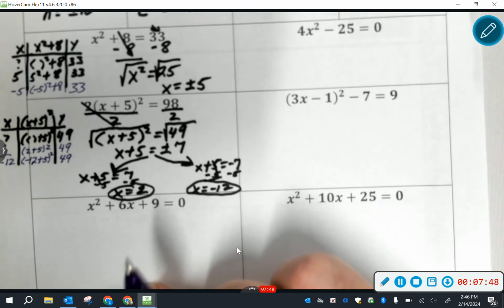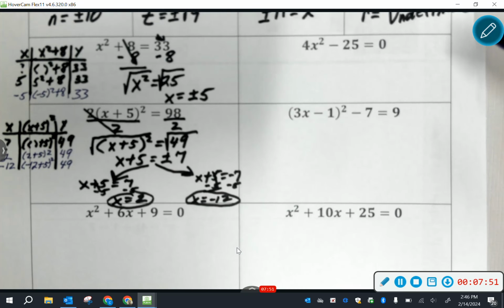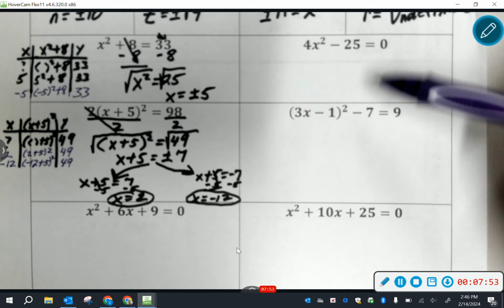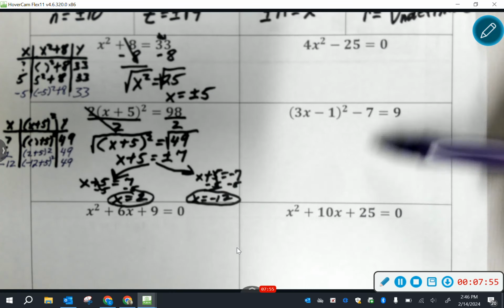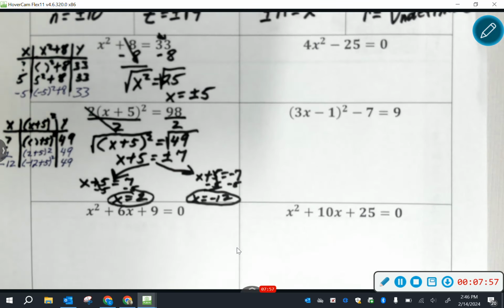Alright, last one. I'm going to do this one, and then you can do the you-dos, and then have Mr. Adams check them. Alright, here we go.